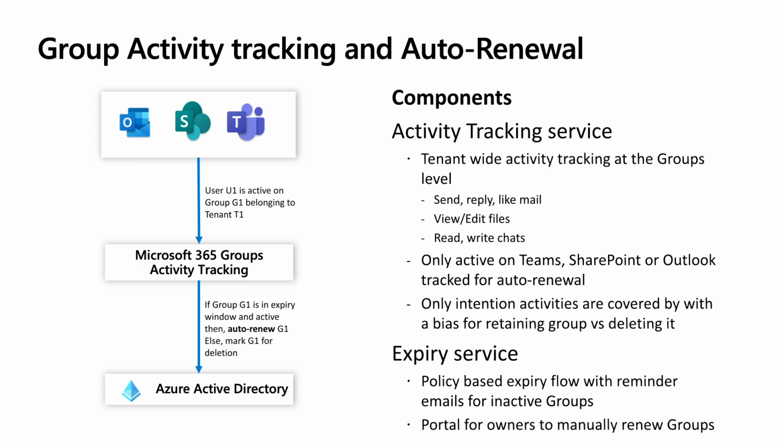Now let's take a little bit deeper look into the activity tracking service. So the activity tracking service today is enabled at the tenant level. So you have the option to say, hey, I want to do auto renewal for my whole tenant.